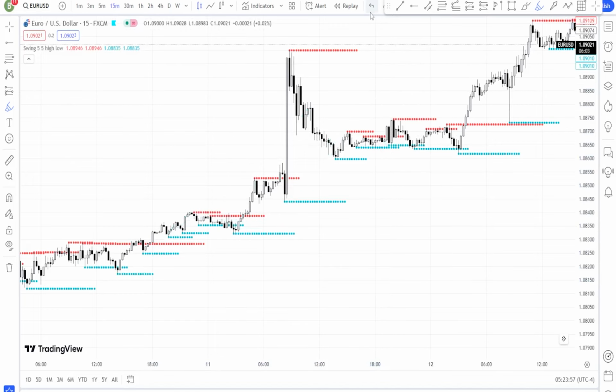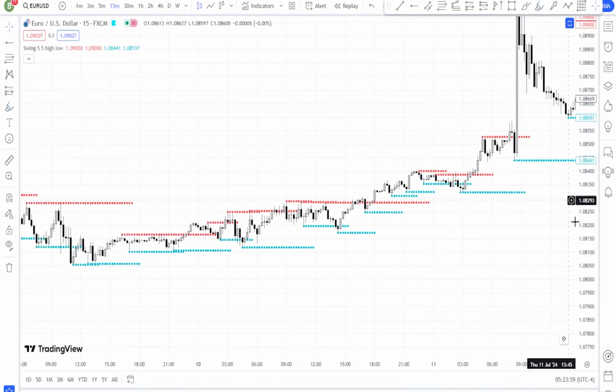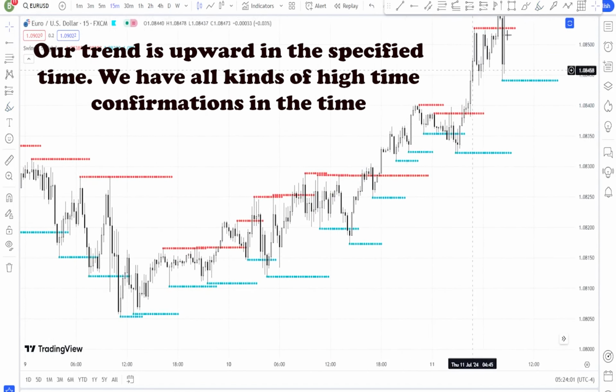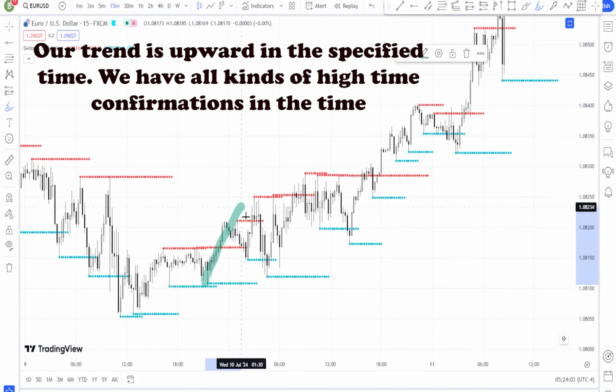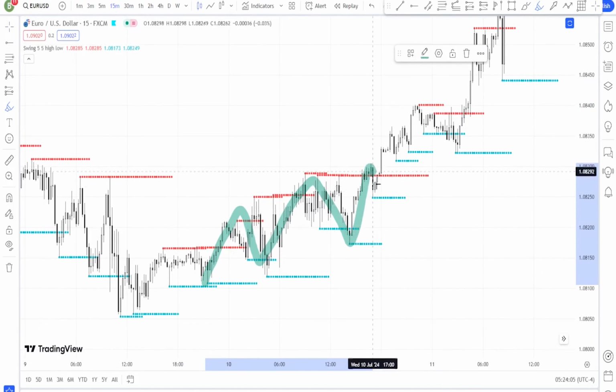Sounds simple, right? Well, it can be, but finding a scalping strategy that is not overly complex and can be easily implemented by traders can be a challenge.